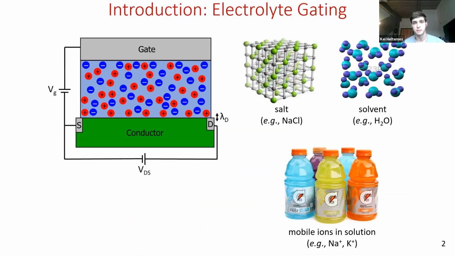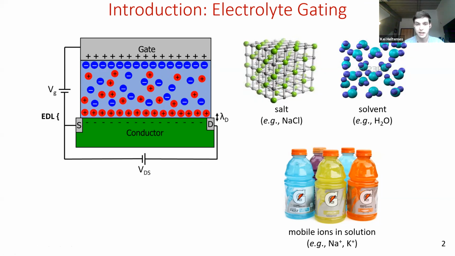So what I'm going to do first is introduce everyone to the concept of electrolyte gating. Basically, what we have here is a typical field effect transistor, but instead of applying a normal metal oxide type of dielectric, we're going to be applying a dielectric that's basically an electrolyte. And all an electrolyte is, in rudimentary terms, is some salt dissolved in a solvent. One very common type of electrolyte I know everyone is familiar with is Gatorade.